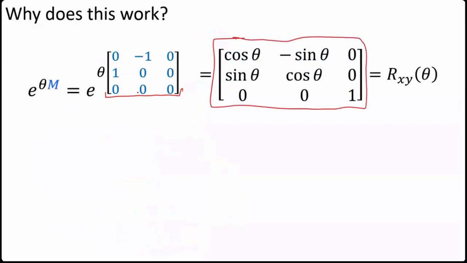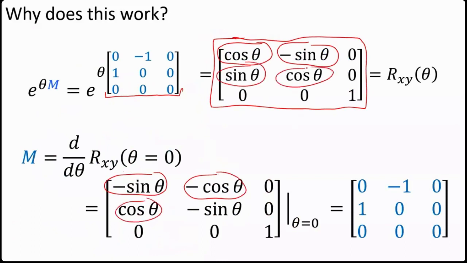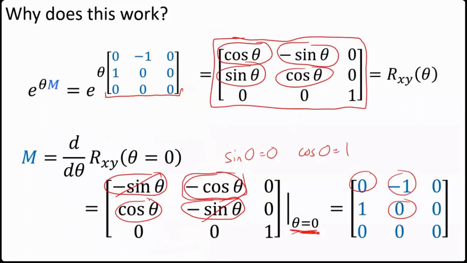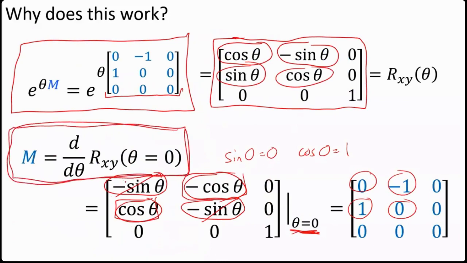So the reason that this ends up being true is that if we take the derivative of this matrix here and set theta equal to 0, well, this cosine becomes a negative sine, this negative sine becomes a negative cosine, this sine becomes a cosine, this cosine becomes a negative sine, and if we go theta equals 0, well, sine of 0 is 0, so those go to 0, and cosine of 0 equals 1. So this negative cosine becomes a negative 1, and this positive cosine becomes a positive 1. So the reason that this magically worked is that m is the derivative of the rotation matrix evaluated at 0.